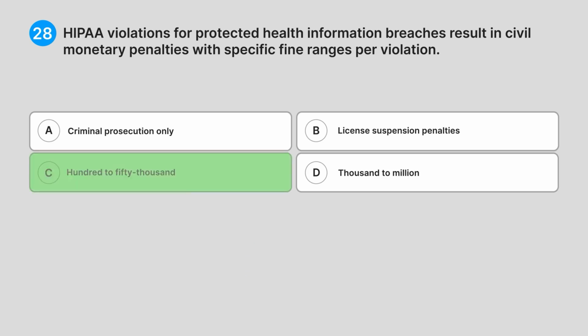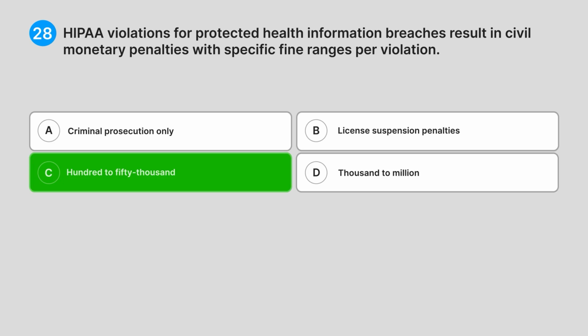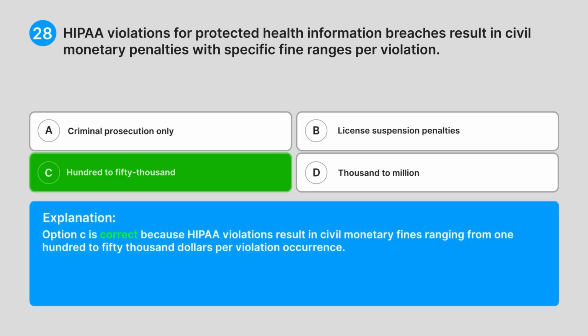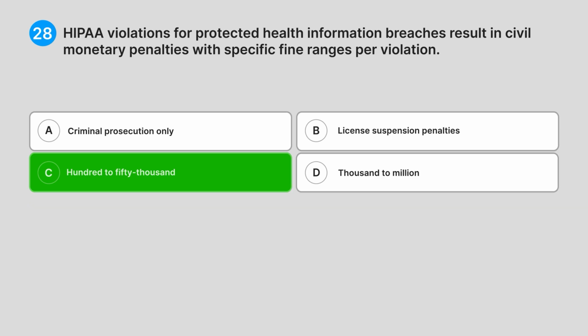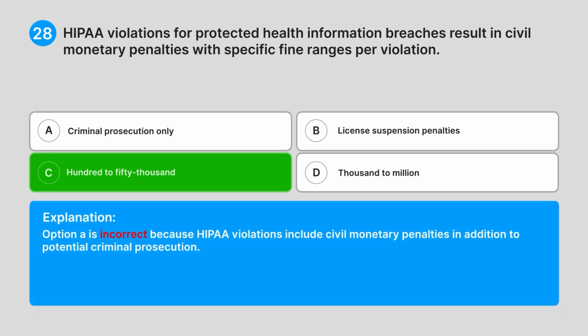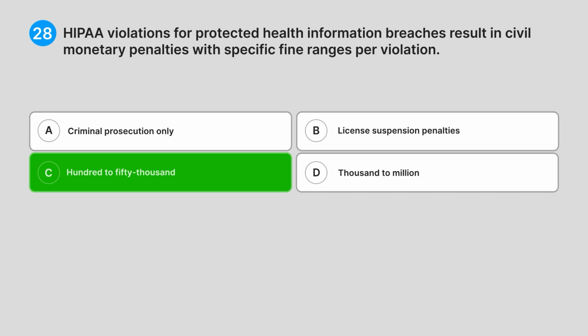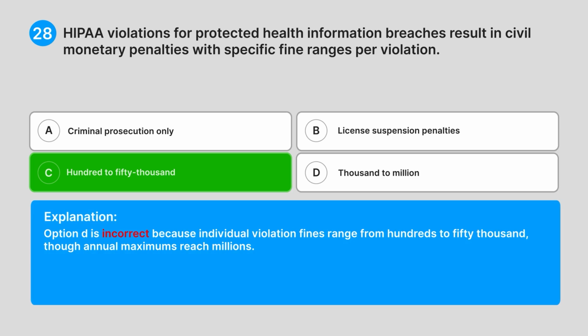Correct answer, C. 100 to 50,000. Explanation. Option C is correct because HIPAA violations result in civil monetary fines ranging from $100 to $50,000 per violation occurrence. Option A is incorrect because HIPAA violations include civil monetary penalties in addition to potential criminal prosecution. Option B is incorrect because HIPAA penalties involve monetary fines rather than professional license suspensions. Option D is incorrect because individual violation fines range from hundreds to 50,000, though annual maximums reach millions.